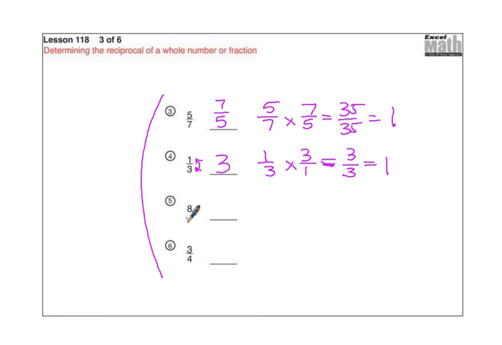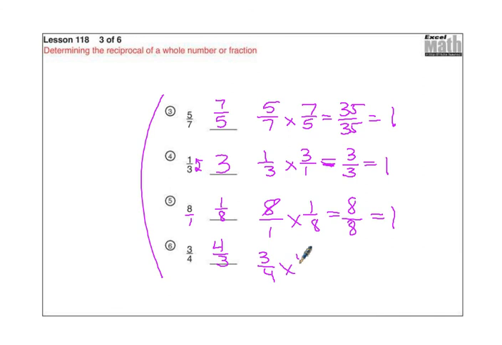Now 8 is the same thing as 8 over 1, so if you flip that, you get 1/8. 8 over 1 times 1 over 8 is equal to 8 over 8, which is equal to 1. 3/4, reciprocal of that is 4/3, so you do 3/4 times 4/3 is equal to 12 over 12, which is equal to 1. So easy.